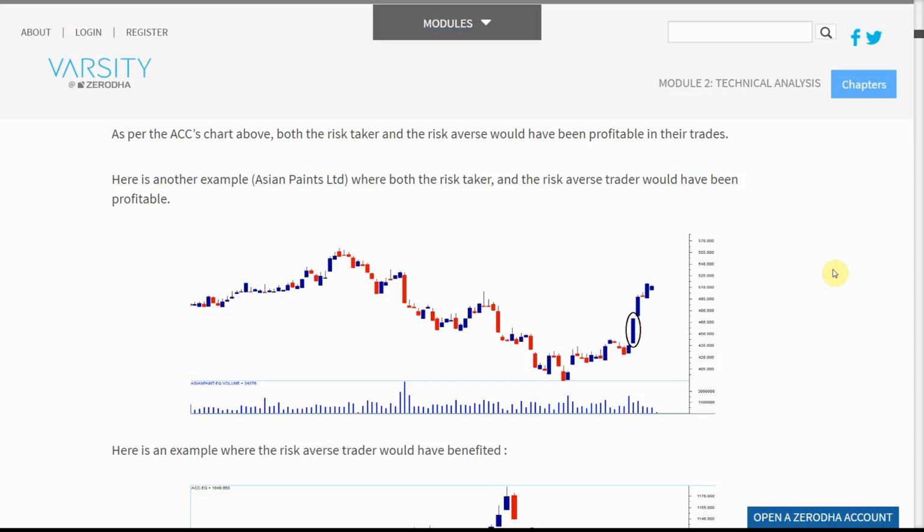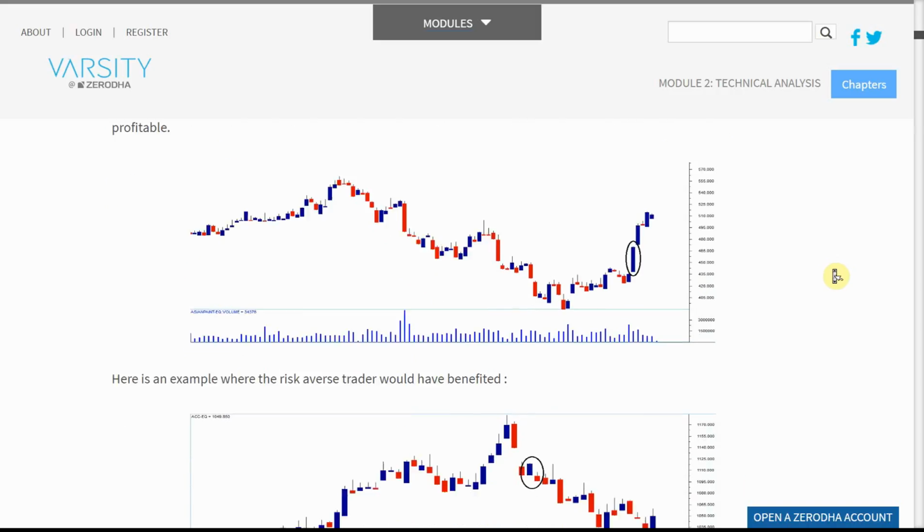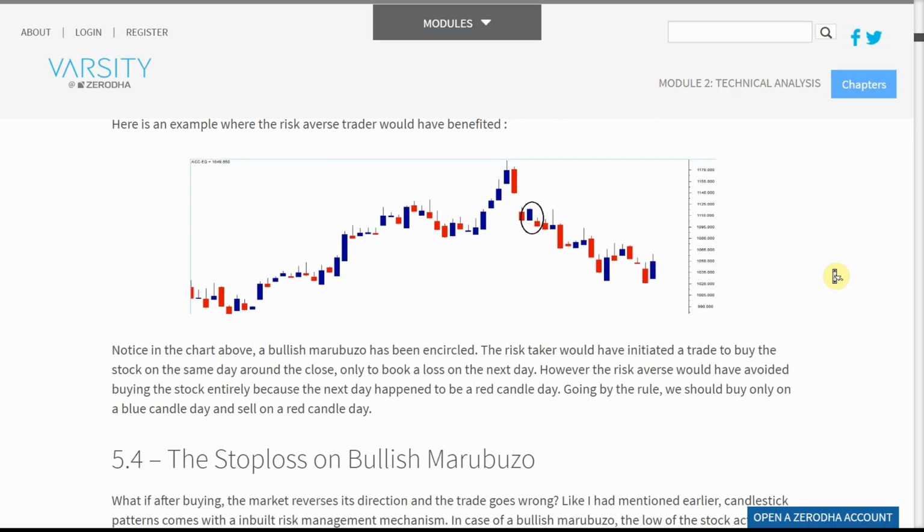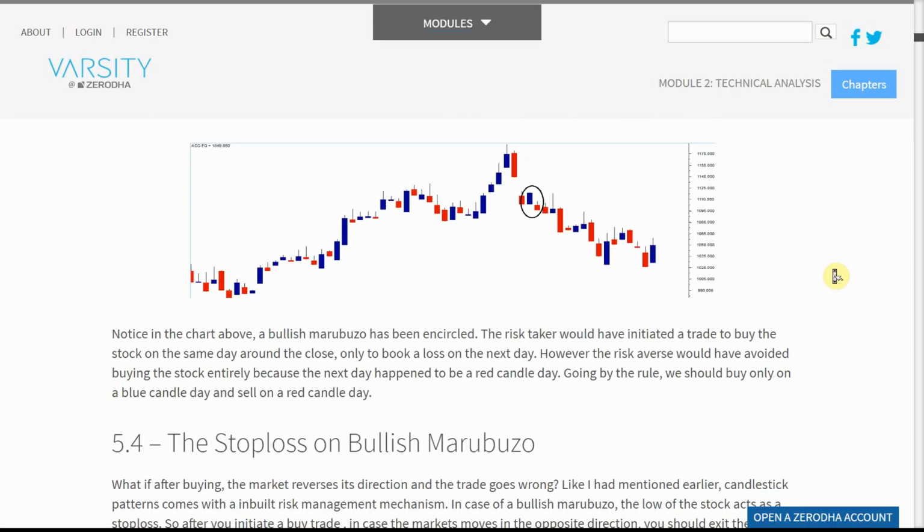Notice in the chart above, a bullish Marubozu has been encircled. The risk taker would have initiated a trade to buy the stock on the same day around the close, only to book a loss on the next day. However, the risk averse would have avoided buying the stock entirely because the next day happened to be a red candle day. Going by the rule, we should buy only on a blue candle day and sell on a red candle day.